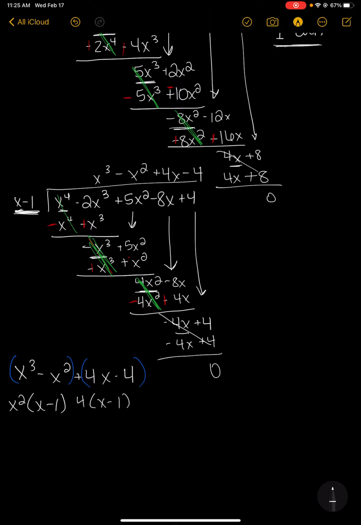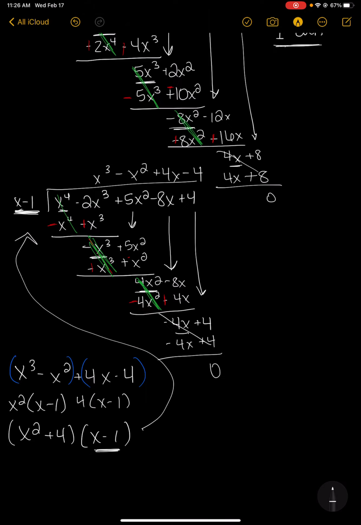So we've got here, put my outside stuff together, my stuff that repeats one more time. And so even without really thinking about it, we see that x minus 1 is repeated without even having to do another long division.